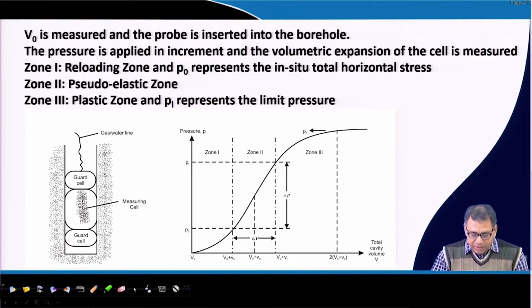And this is the middle point, which is V0 plus Vn. To reach the first point, the volume expansion is small v0 and the total volume is capital V0 plus small v0, and at the second point the volume expansion is small vf. Okay? So, the first zone is called the reloading zone, and P0 represents the in situ total horizontal stress.